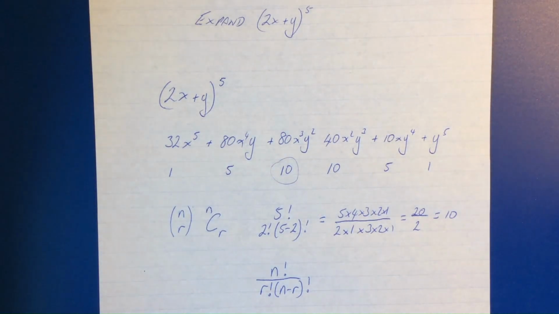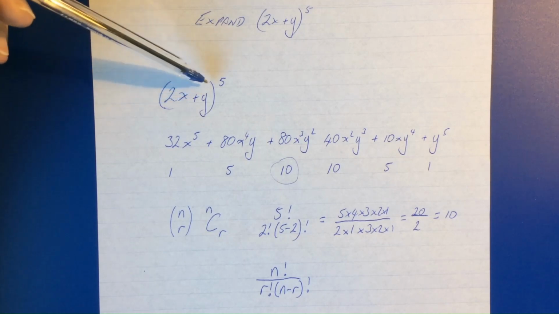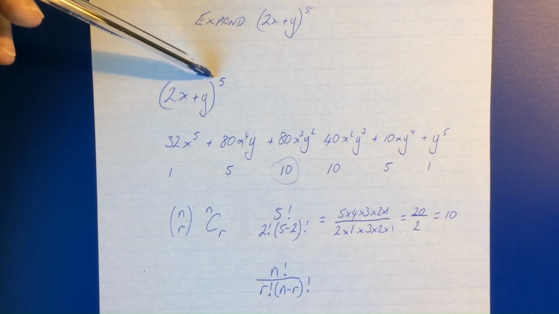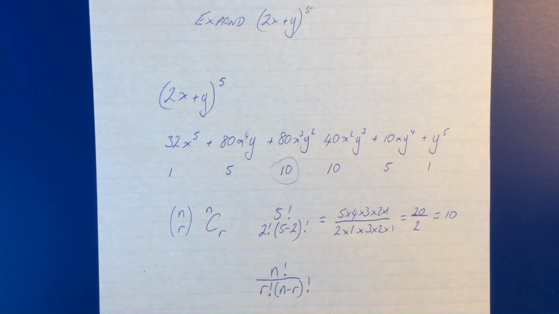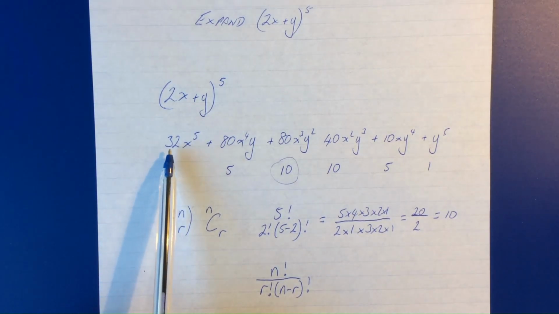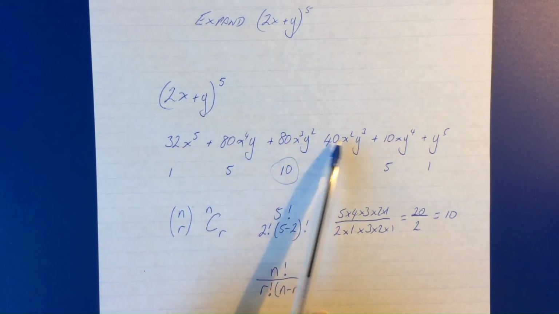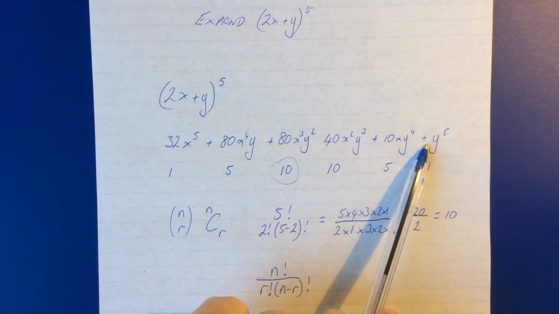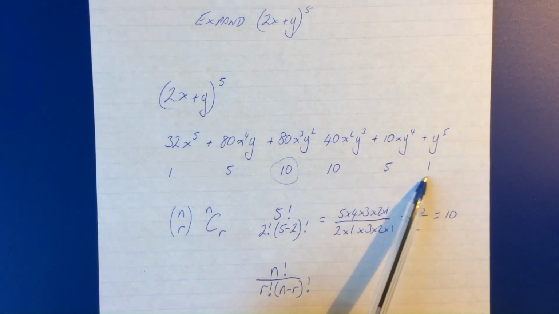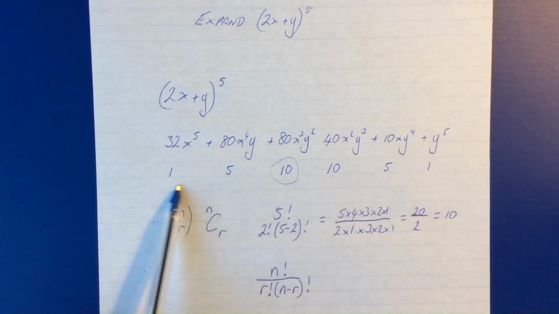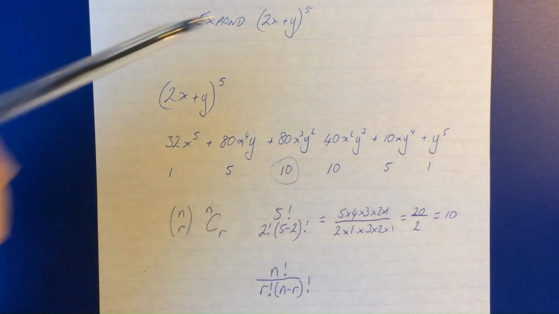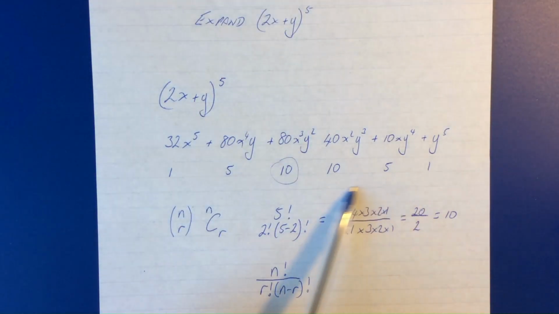Okay, so we have this expression (2x + y) to the power of 5. And according to binomial theorem, we've got about three things to do. We need to sort out what the coefficients will be, and for that we can use a row in Pascal's triangle, the sixth row. Note that this is 5, this is from row 6.